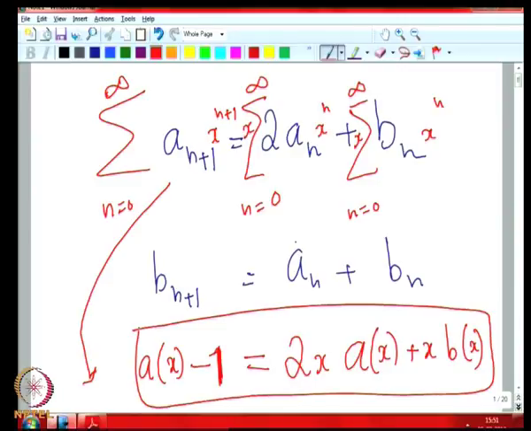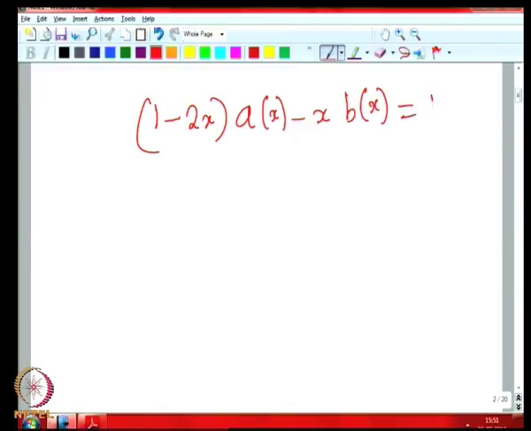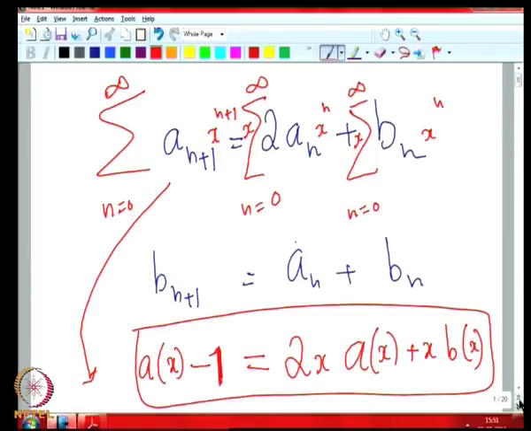Now, we can rearrange this as we mentioned yesterday, taking the one to this side and all A of x and B of x to this side. That means (1 minus 2x) times A of x minus x times B of x is equal to 1. This is the first equation we get, right.